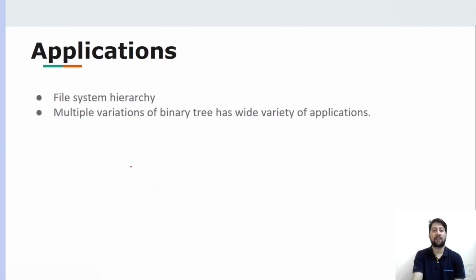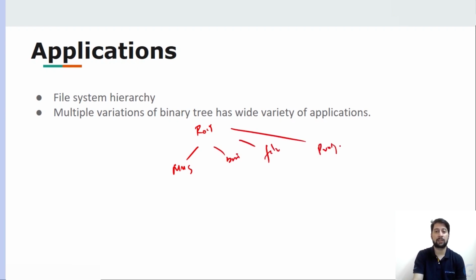If you have seen the file hierarchy system, wherein we have the root folder, and inside that root folder we have subfolders like music, bin, files, program files, and all those things. So it is a kind of hierarchical data structure. And explicitly here we are not talking about a binary tree but a generalized tree.